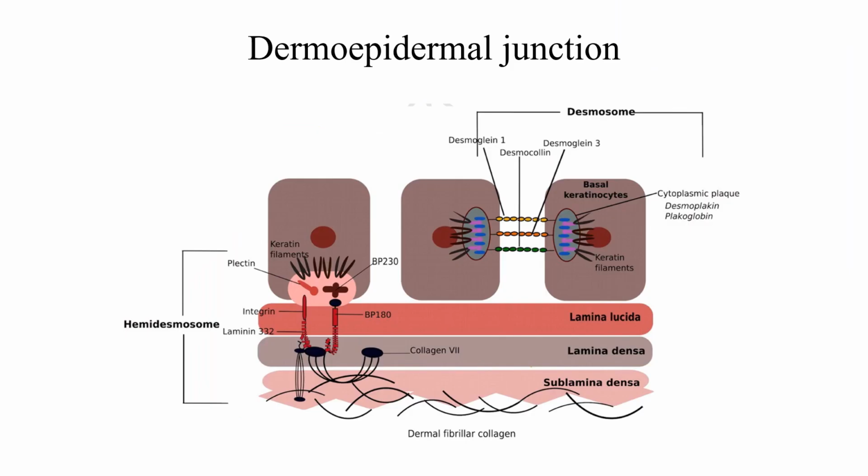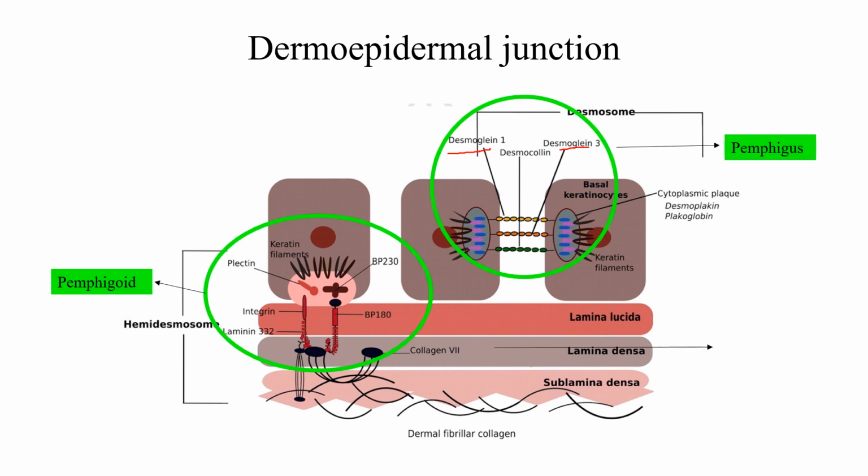The antigens involved in the pemphigus lesions are desmoglein 1 and desmoglein 3. Whereas in pemphigoid, the antigens are the hemidesmosomes, where it involves bullous pemphigoid antigen 180, bullous pemphigoid antigen 230 and laminin 332.